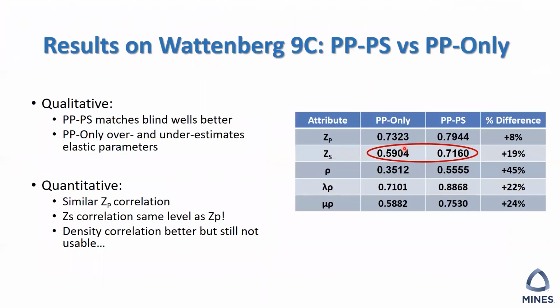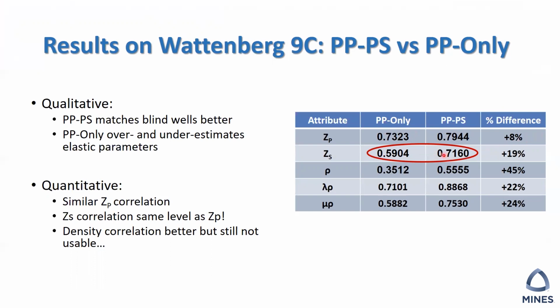If we look at this in terms of correlation with well logs, this is a different project. For P impedance, we see that if we just use pre-stack P wave data, we get a 0.7, pretty good correlation with the well log. 1 would be perfect correlation. And using PS with PP doesn't really change that very much, because the P impedance can be extracted pretty accurately from P-wave data alone. So that's only an 8% change.